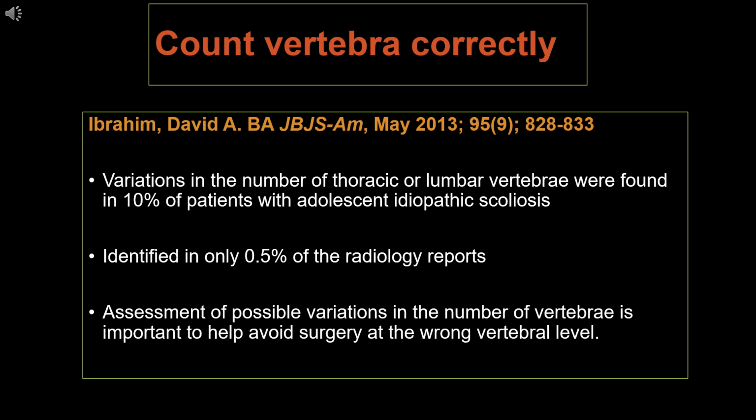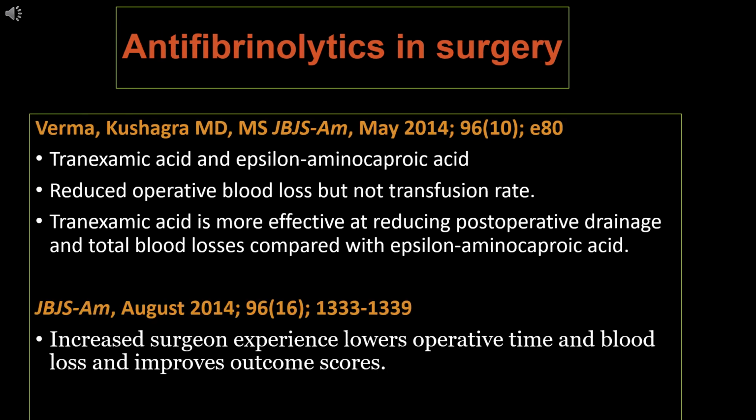You have to count vertebrae correctly. Variations in the number of thoracic or lumbar vertebrae were found in 10% of the patients with adolescent idiopathic scoliosis. This variation in the vertebrae is identified in only 0.5% of the radiology reports. Assessment of possible variation in the number of vertebrae is important to help avoid surgery at the wrong vertebral level.